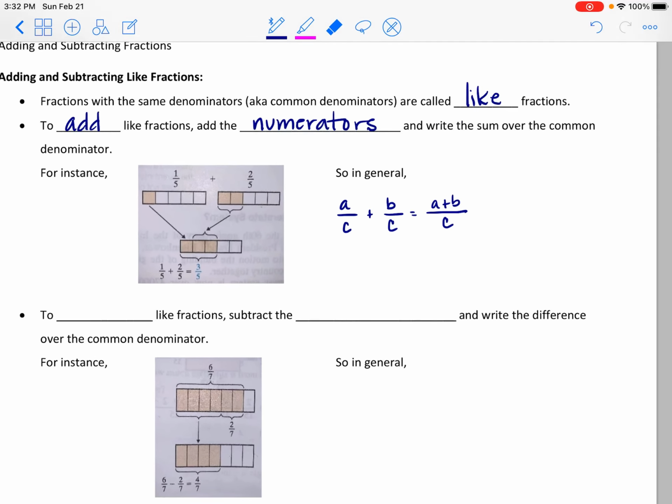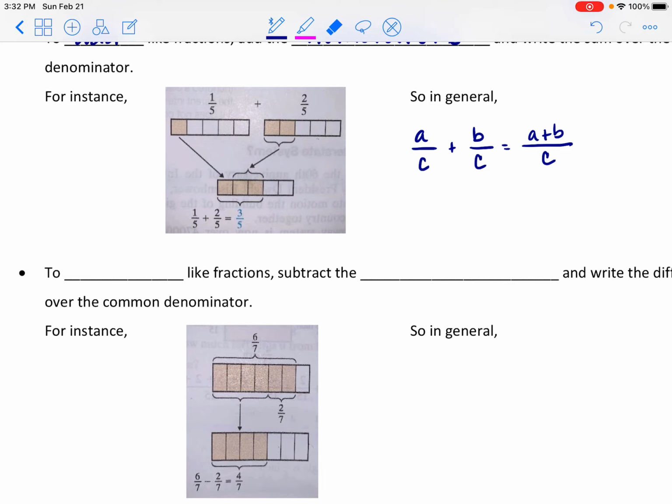Okay? And fortunately for us, subtraction works basically the same way. If we are going to subtract like fractions, then to subtract like fractions, we subtract the numerators. And again, we're going to keep that common denominator the same.